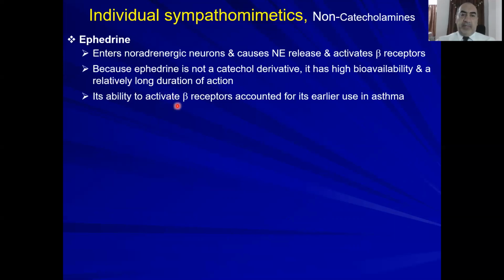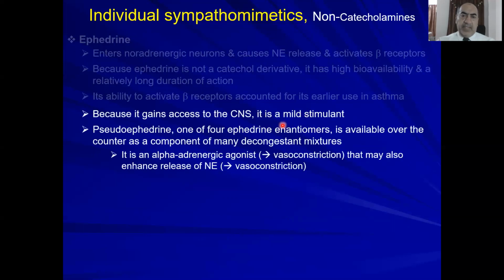Its ability to activate beta receptors accounted for its earlier use in asthma. However, it has CNS stimulant effect, and also it is non-selective with regard to beta receptors, so it will have many side effects. That's why it has been greatly replaced by beta 2 receptor agonists such as salbutamol, terbutaline, albuterol.